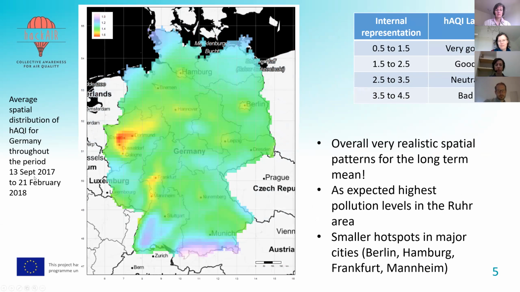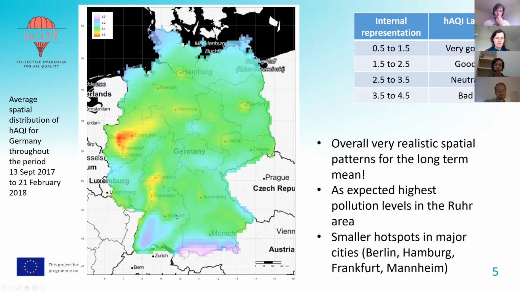This is averaged over several months here, just to point out the typical spatial patterns that we see from these data fusion maps. For those of you that are familiar with Germany, you will see that, yes, you do see the strongest air pollution in the Ruhr area here in Western Germany, and the lowest air pollution in the very far north and the very far south. You also see some of the hotspots around the major cities, Hamburg, Berlin, Hanover.